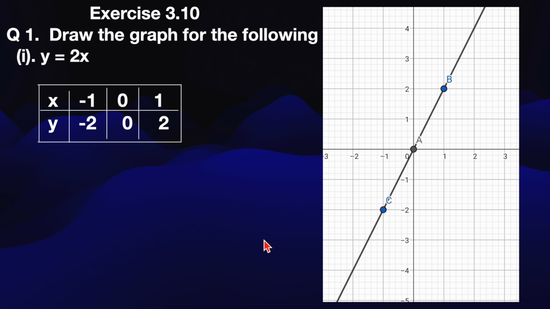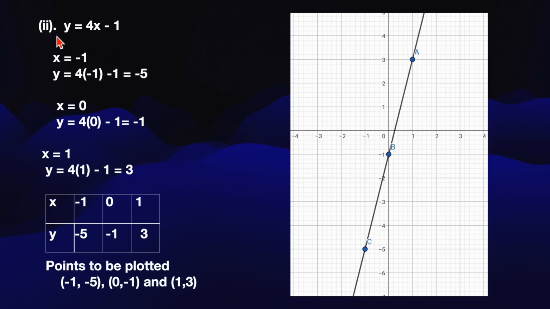Let's do another sum. The second sum is y = 4x - 1. A linear equation will always have a straight line as the graph. Always remember that. Now let's try to get some points. Put the table like this, write x and y. Write down random numbers. Here I have written -1, 0 and 1.